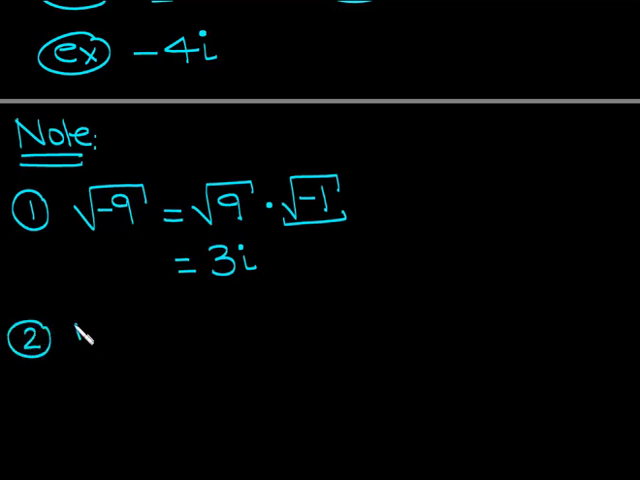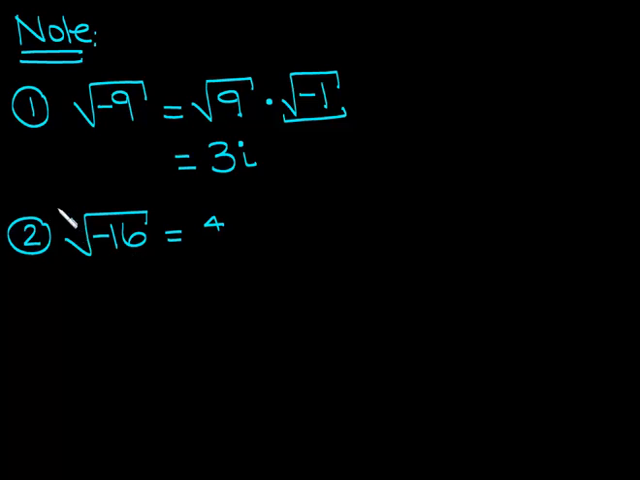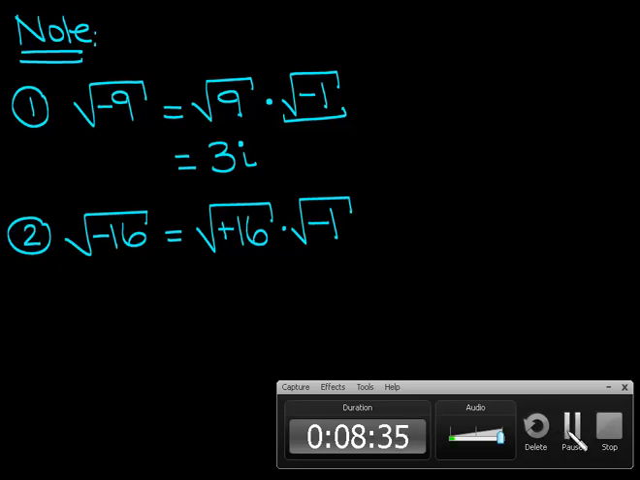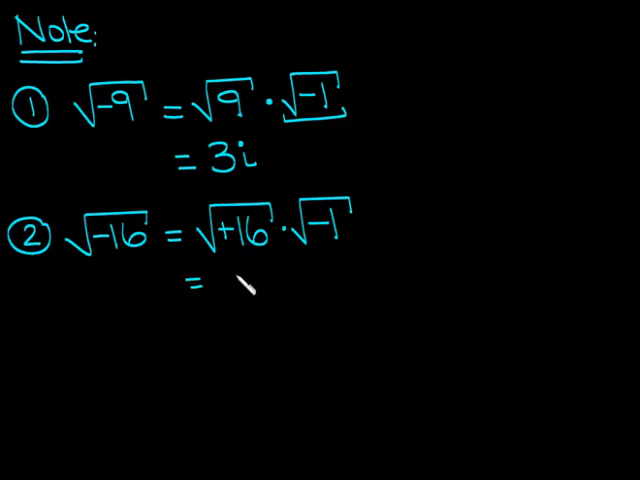Similarly, if we have the fourth root of -16, let's do the square root of -16, it'll be easier. We can break it down into the square root of 16 times the square root of -1. So we end up with the square root of 16 is 4 and the square root of -1 is i.